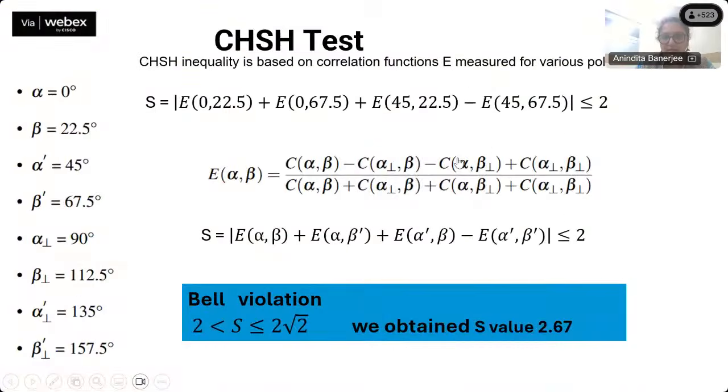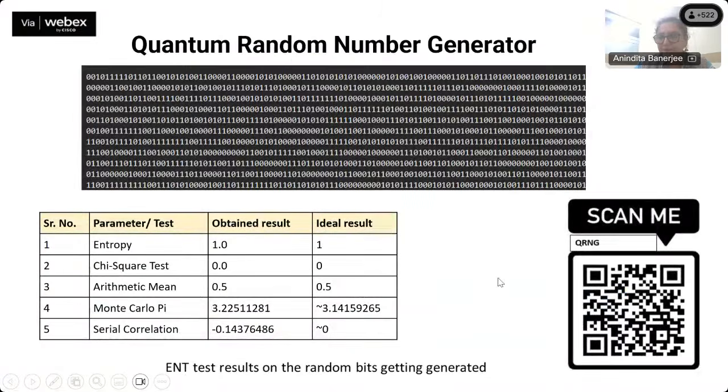We had generated those numbers, and right now if you scan, it may not work. But we generated them, and we tested them using the ENT test suite, and the results were quite close to the ideal expectation.